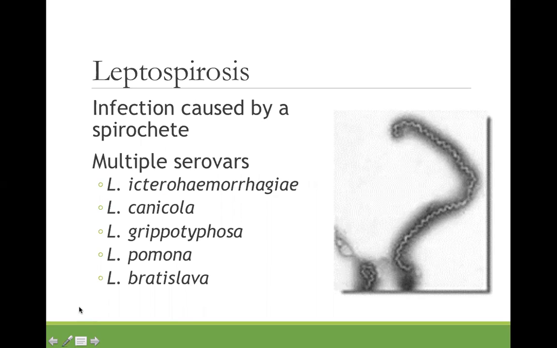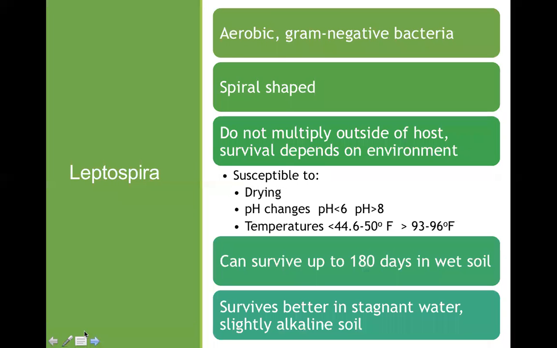Leptospirosis. Now, lepto is typically a side vaccine. It's usually not part of the core group or the combo vaccines that we give. But this is a spirochete. Here are a few different serovars, but we tend to just call it lepto. This is an aerobic gram-negative bacteria, but it is a spiral-shaped spirochete. They do not multiply outside of the host, and it is susceptible to drying and temperature changes. It likes moist soil. The thing is, it can survive up to 180 days. It also likes stagnant water and slightly alkaline soil.